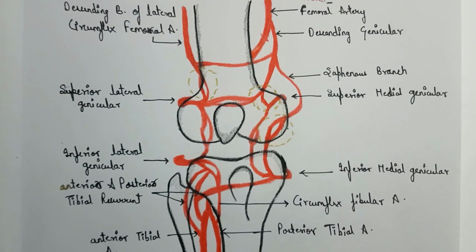So all these anastomosing positions and the interarterial connections help in anastomosis around the knee joint and also supply the knee joint. So this anastomosis is rather quite complex, so I would request you to please take a look at this video more than once.